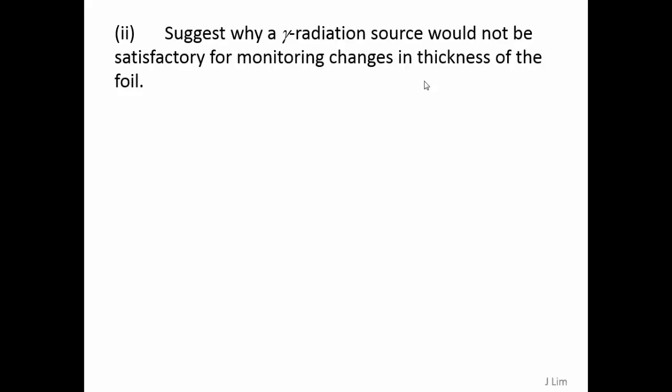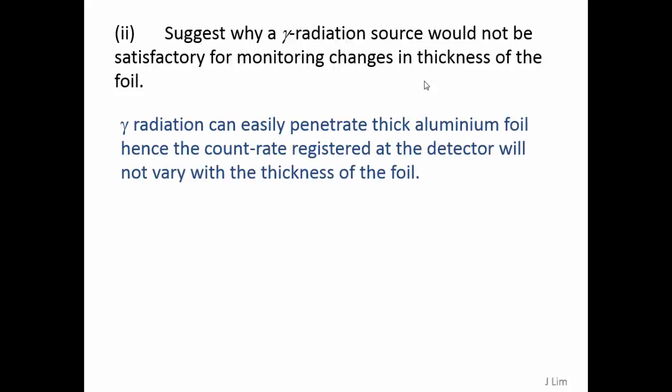Suggest why a gamma radiation source would not be satisfactory for monitoring changes in the thickness of the foil. Gamma radiation can easily penetrate thick aluminum foil, hence the count rate registered at the detector will not vary with the thickness of the foil.